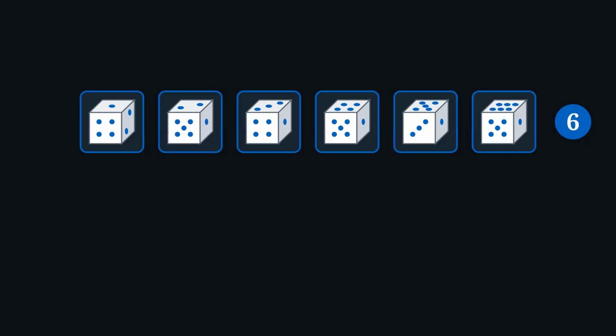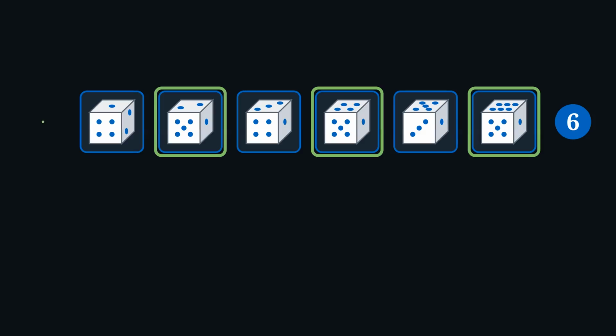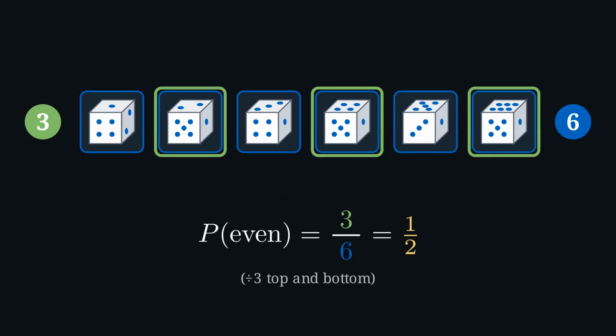Total outcomes: a fair die has 6 faces, 1 to 6. That's 6. Favorable outcomes: the even ones are 2, 4, and 6. That's 3. So the probability is 3 out of 6. And 3 over 6 is the same as 1 over 2.